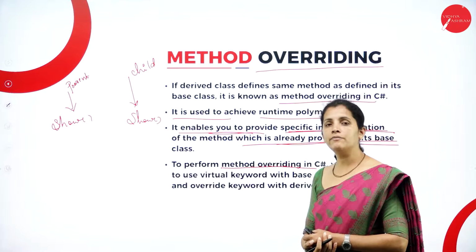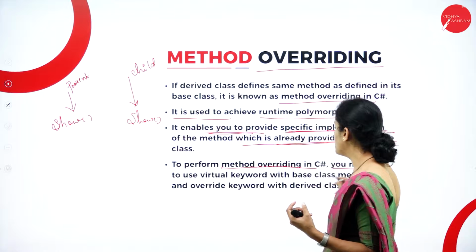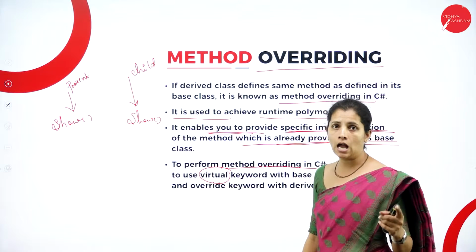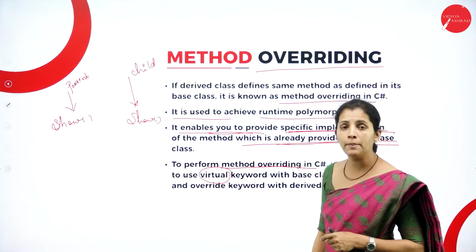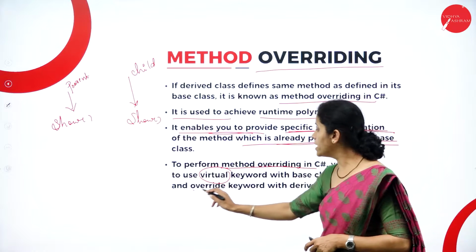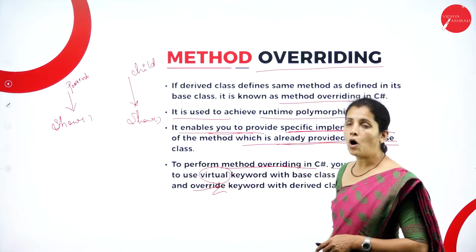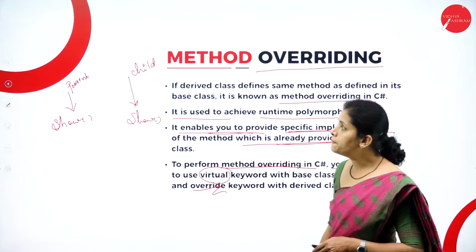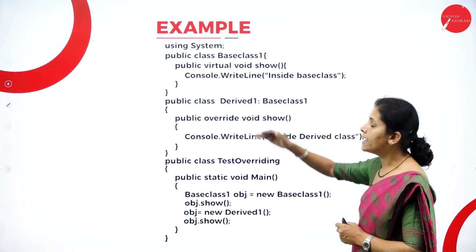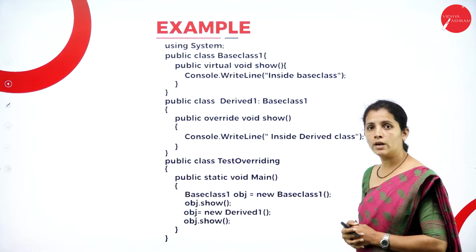To perform method overriding, I want to use the virtual keyword in my base class. Here base class is nothing but the parent class, and I want to use the override keyword in my child class or in my derived class. Now, this is the example program in order to illustrate method overriding.